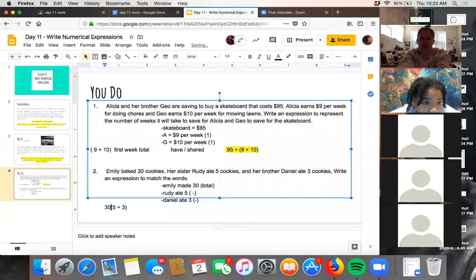So I'm going to put 30 cookies, which is what we started with, and I want to subtract the 5 and 3 cookies that were eaten. So now it would be 30 minus 8, which would give me 22, which is the correct answer. If you get in the habit of solving your answers after you do this, you'll be in a better habit of checking: is it correct or not?